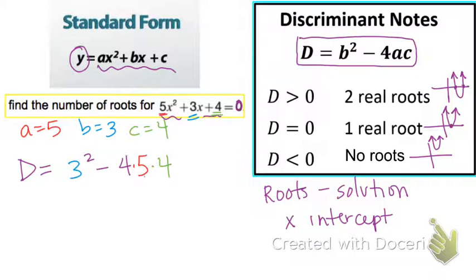So once you have those substituted in, then you just simplify. So 3 squared is 3 times 3, which is 9. 4 times 5 is 20, times 4 is negative 80. And 9 minus 80 is negative 71. So I have a negative number. It is less than 0. So that means there are no roots, no x-intercepts, no solutions to this equation.